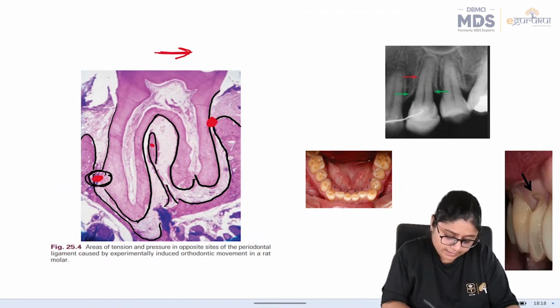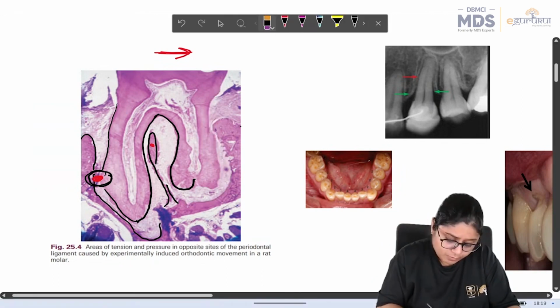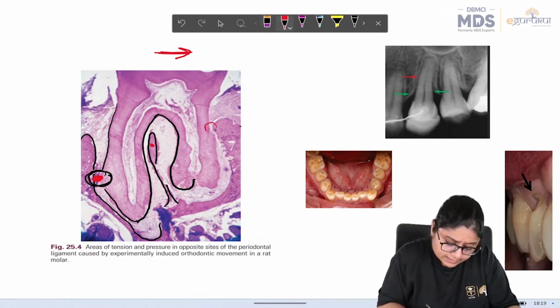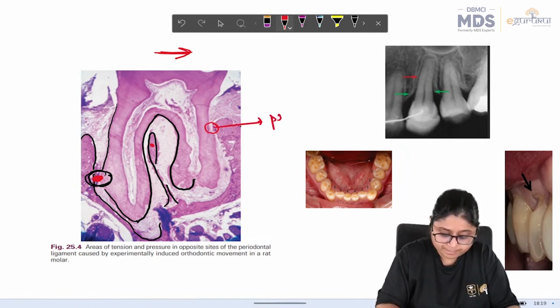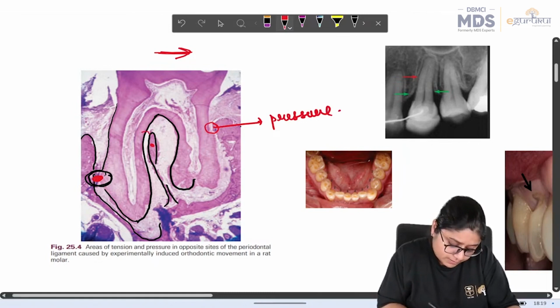Here you can see the PDL space has decreased. This is how I am able to make out. See, the PDL space has decreased here. So this is your zone of pressure. And also here the zone of pressure is there.